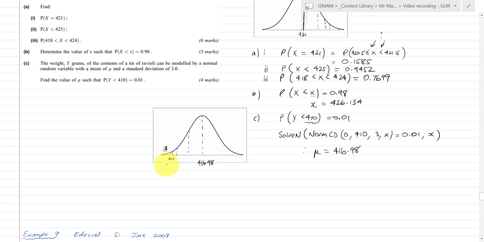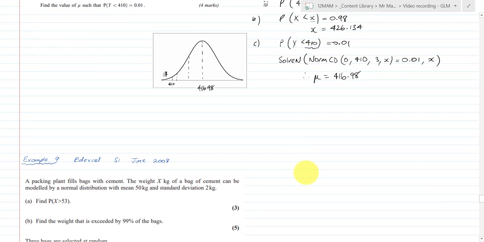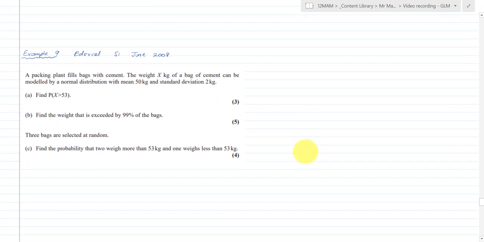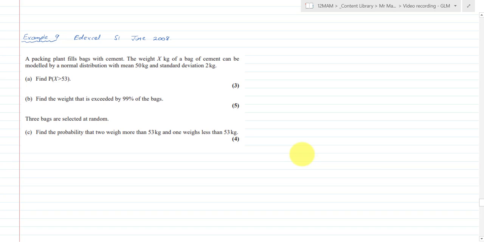Okay, example 9 is also at Excel, and it brings us to another concept. Packaging plants fill bags with cement. The weight X of a bag of cement can be modelled by a normal distribution with mean 50, standard deviation of 2. So I might just make that note here. Mean equals 50, standard deviation equals 2. Find the probability that X is greater than 53.